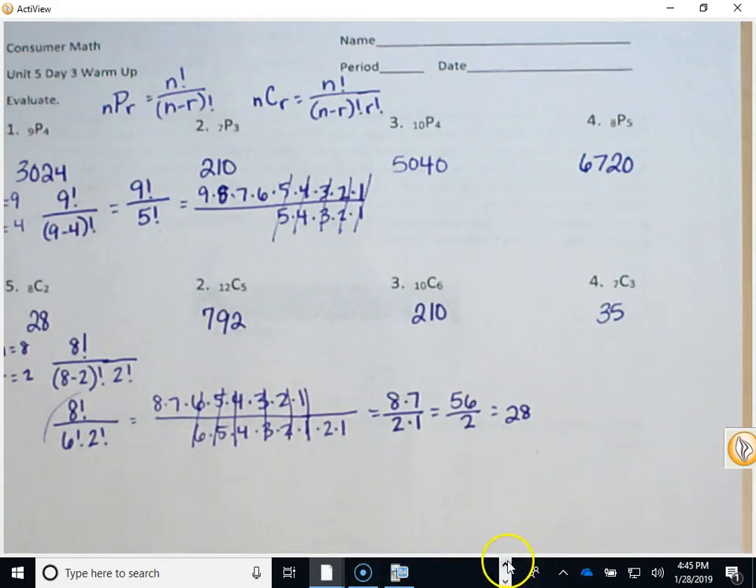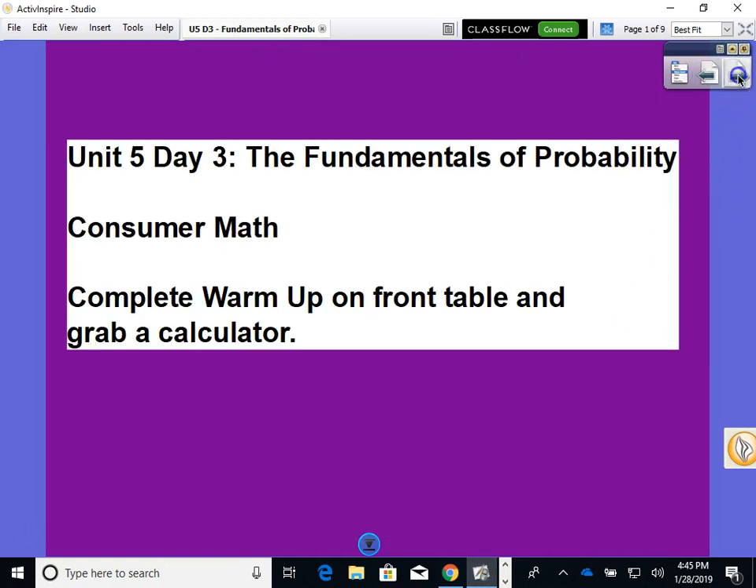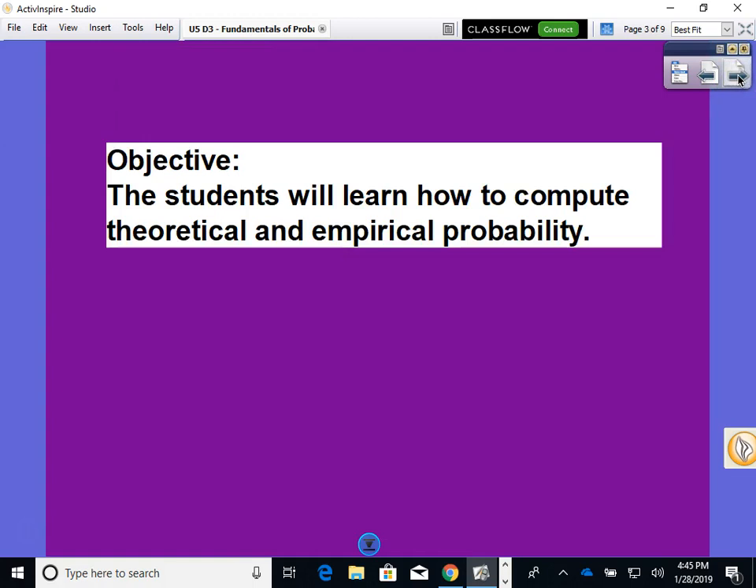So for today, we are going to learn about the fundamentals of probability. That includes learning how to compute theoretical probability and empirical probability. And I'll explain the difference once we get into it. All right. So it's not a big notes day, but it's important. I love probability day. All right, let's look at it.